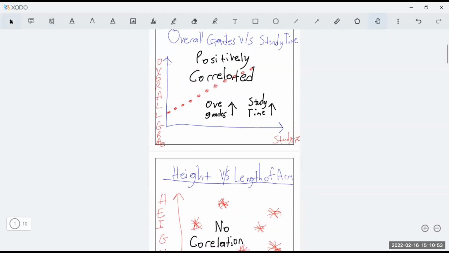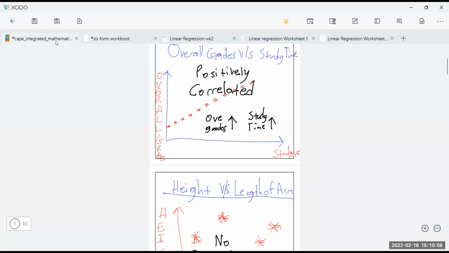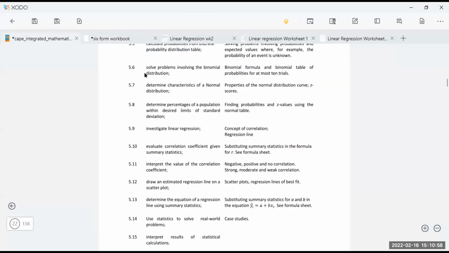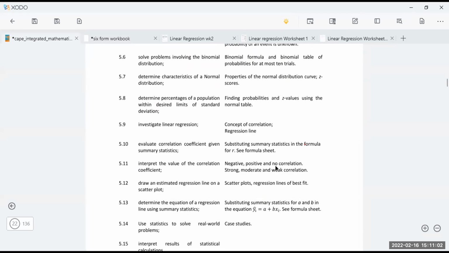Now, as you can see in the syllabus right here, Jamie, there are different levels of correlations that we're going to talk about. We have negative, positive, no correlation. Then we have to talk about strong, moderate, and weak correlation.